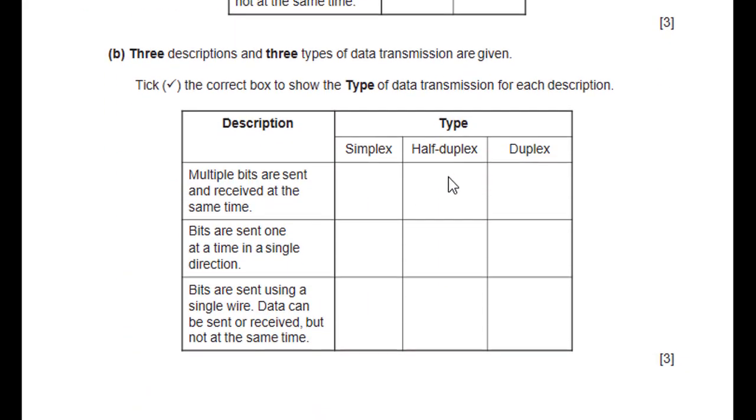Now let's look at simplex, half duplex, and full duplex. So multiple bits are sent and received at the same time. This is duplex. Bits are sent one at a time in a single direction. This is simplex. Bits are sent using a single wire. Data can be sent or received, but not at the same time. This would be half duplex. So think of duplex as a regular telephone call. Simplex would be like a radio transmission, as it goes in one direction to the radio. And half duplex, the most famous example would be a walkie-talkie.